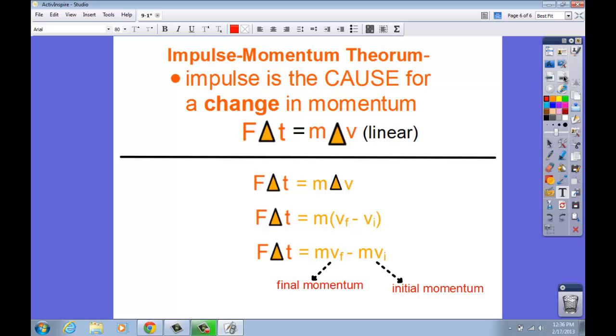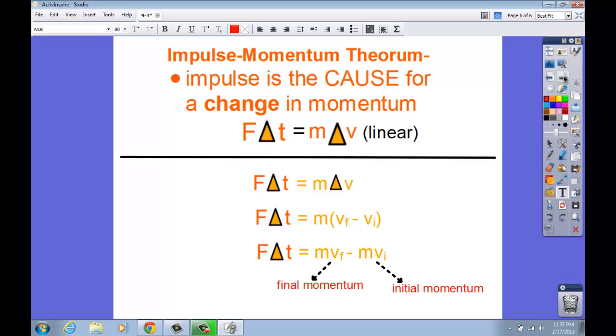And just like we could with the change in momentum, we can rewrite the impulse-momentum theorem in several different versions depending on what the problem is asking us for. So F delta t equals m delta v. Impulse equals change in momentum. Or I could write it F delta t equals m parentheses Vf minus Vi. That's just breaking down delta V, or the change in velocity, to its final minus initial. And again, I can distribute the m to be mVf, which represents the final momentum of the system, minus mVi, which is the initial momentum of the system.